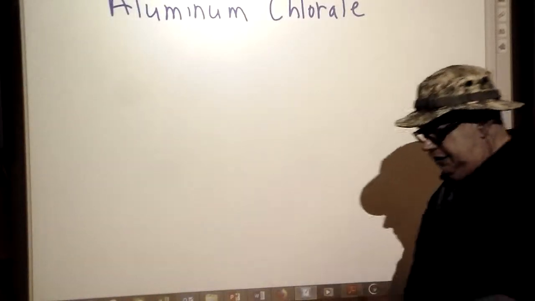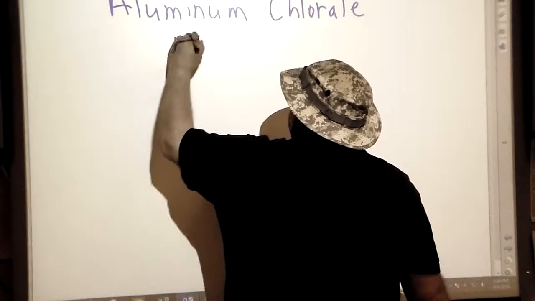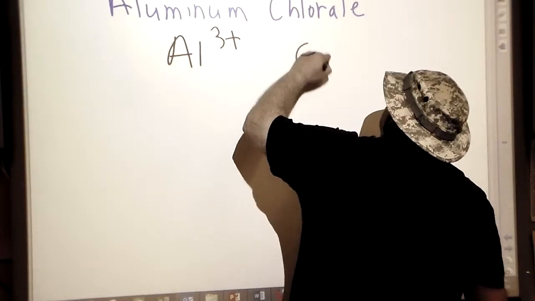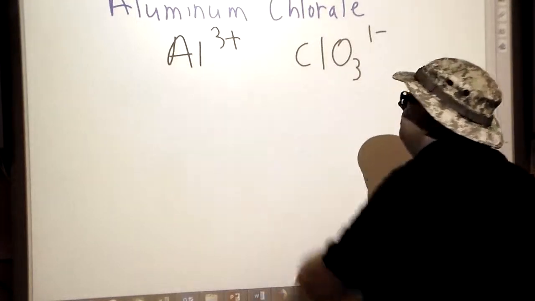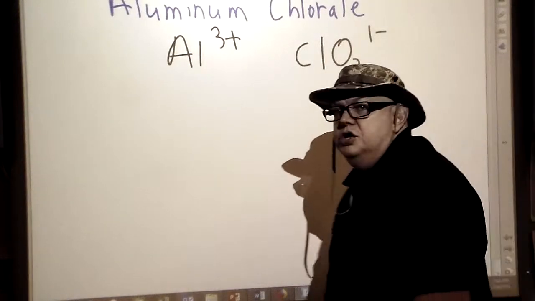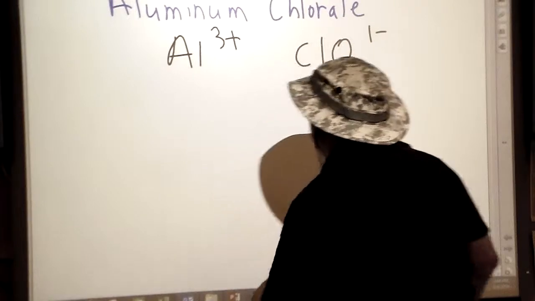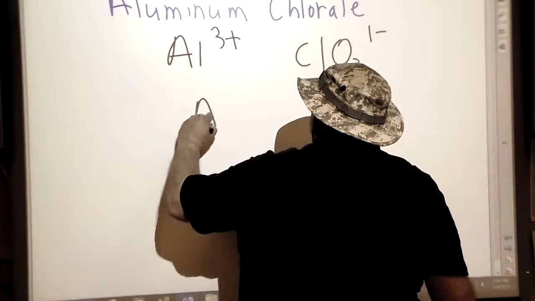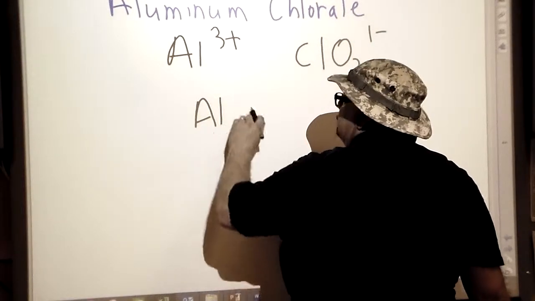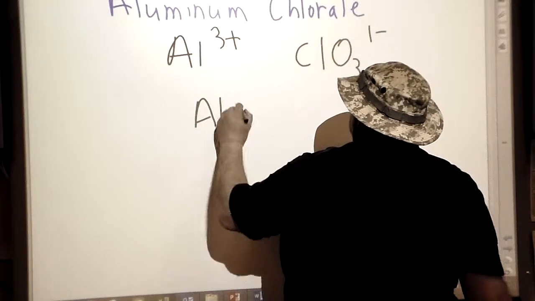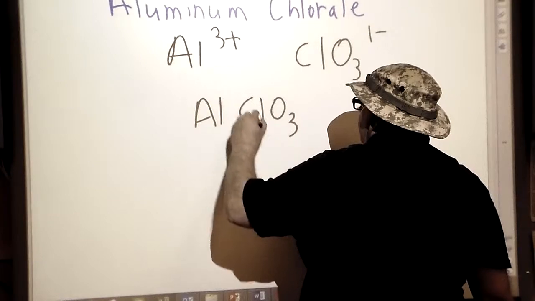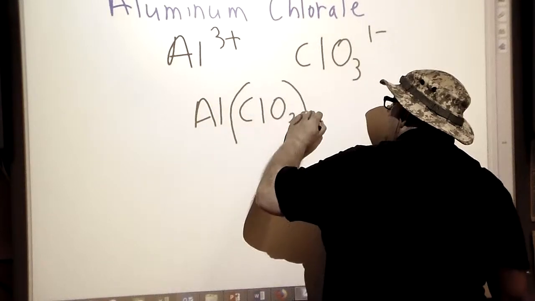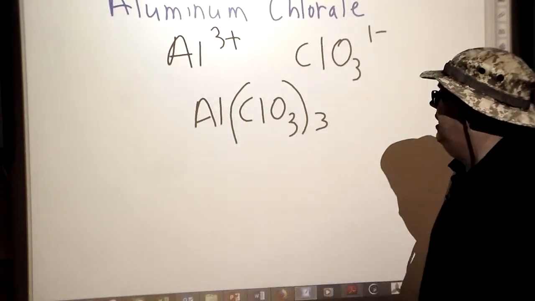Aluminum chlorate. All right. Well, we have an Al with a 3+, again, ClO3 with a 1-. So we're going to go ahead and do crisscross. Okay, so Al, and we only need 1 of those, so we don't have to write the 1. We have ClO3. Now we're going to need 3 of them, so that means we're going to use our parentheses like this.